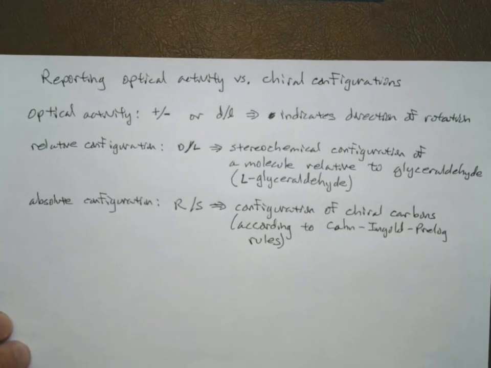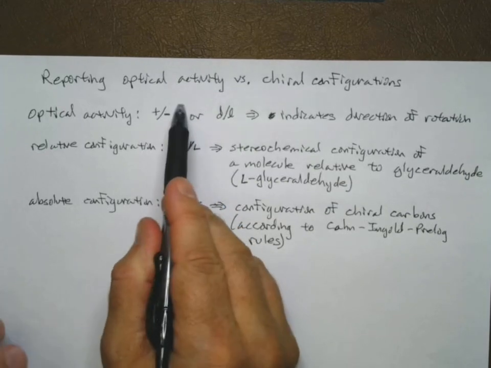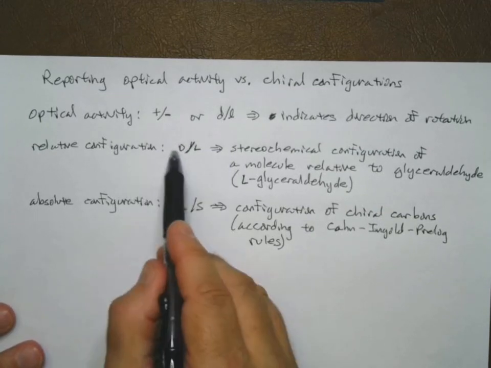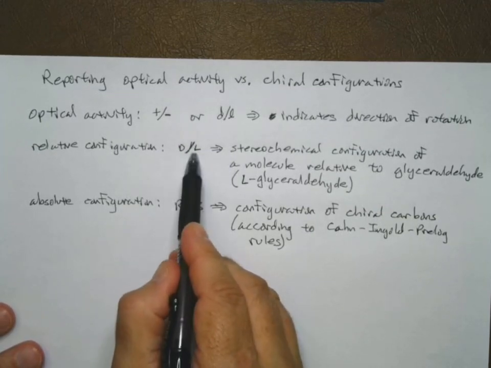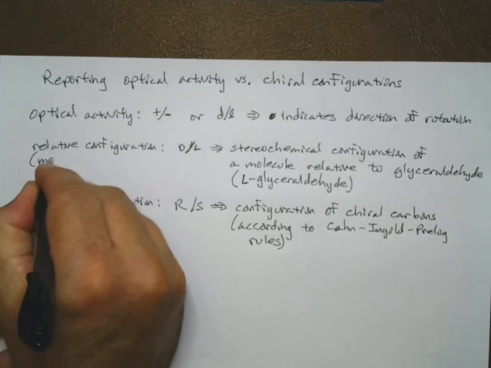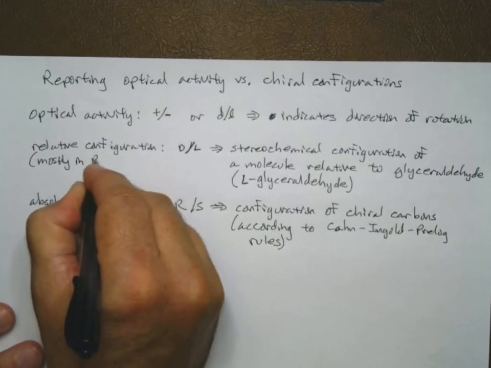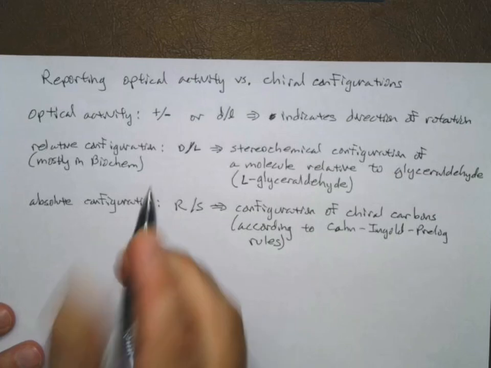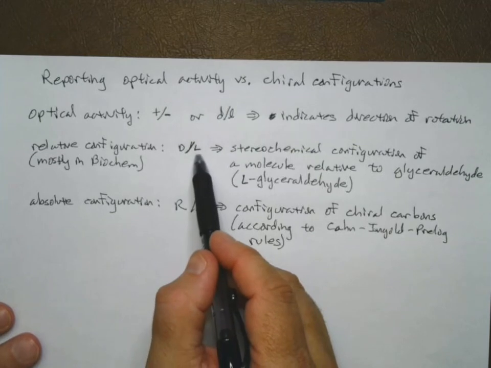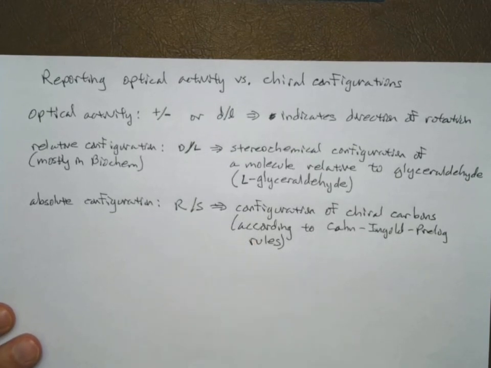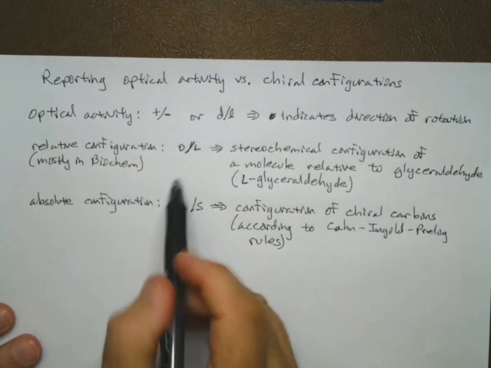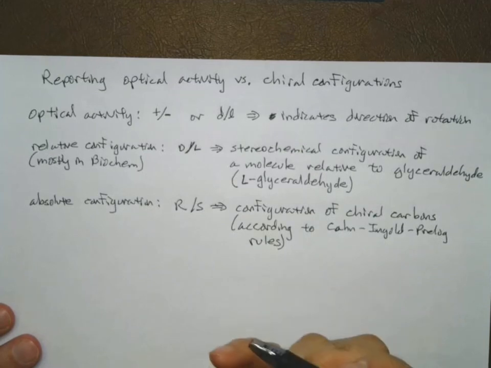Now these are different things. Optical activity, you measure that. And we've got the newer version of reporting and the older version. Relative configuration, D or L, is mostly found in biochemistry. For example, all naturally occurring amino acids, except for glycine, which is not chiral, are the L enantiomer. All naturally occurring sugars are the D enantiomer.